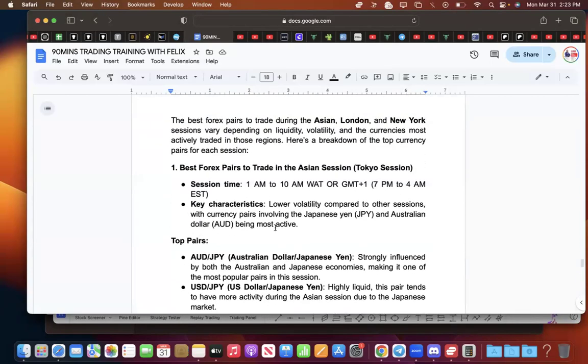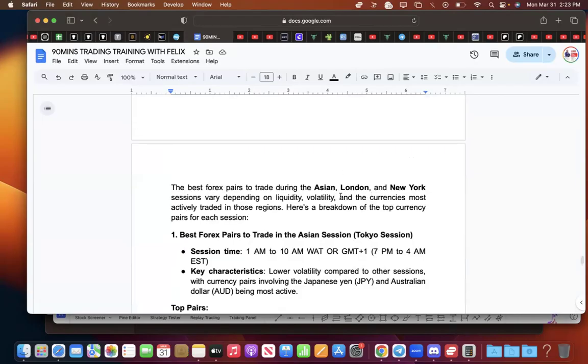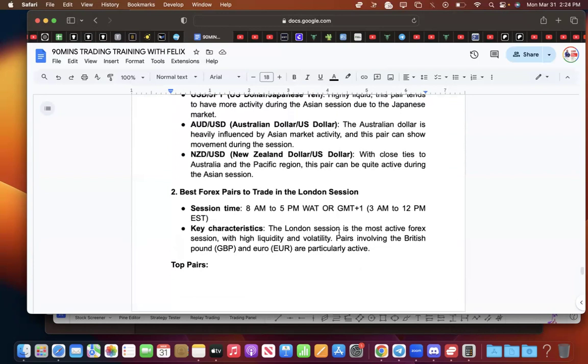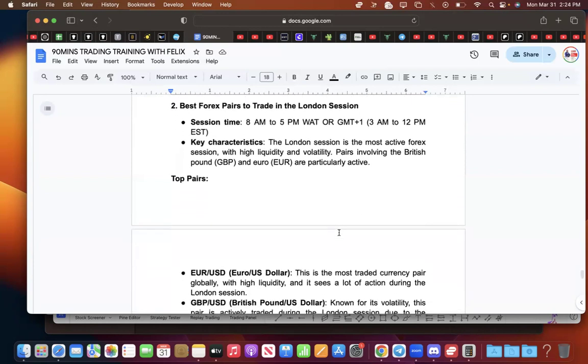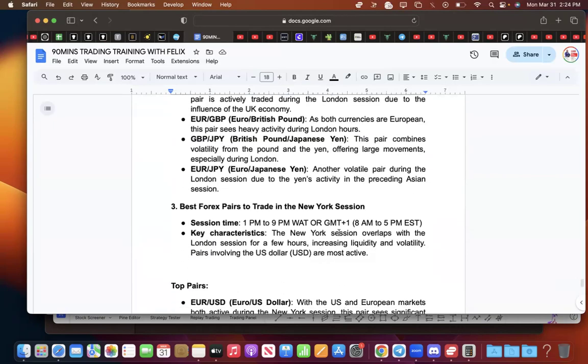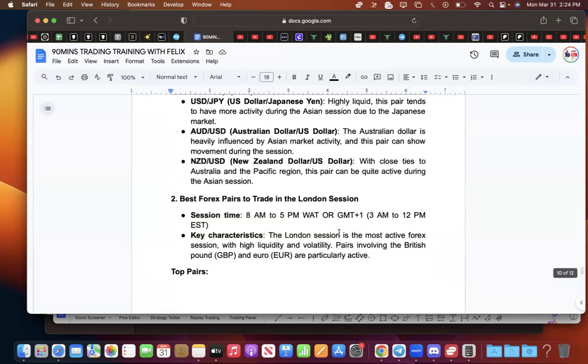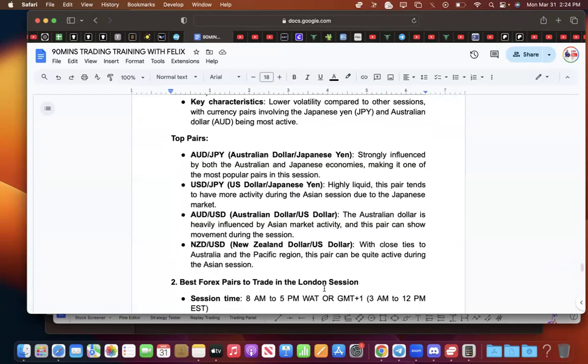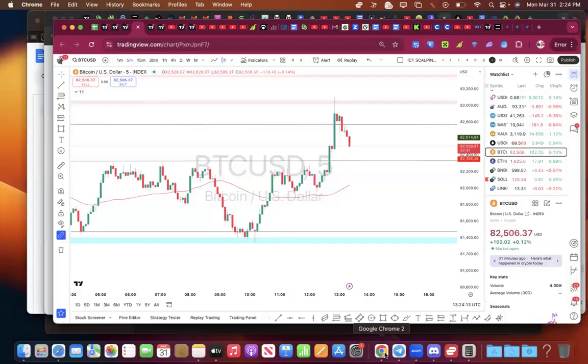Another thing you must pay attention to: maybe you want to trade all sessions. You can target to take a trade in the Asia session, London session, and New York session, just one trade each. If you don't have all the time, you can decide to trade the London session. I've made available the pairs that are more fantastic in a particular session. So let's quickly go into the trading.